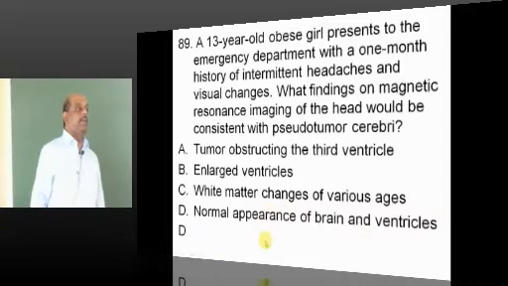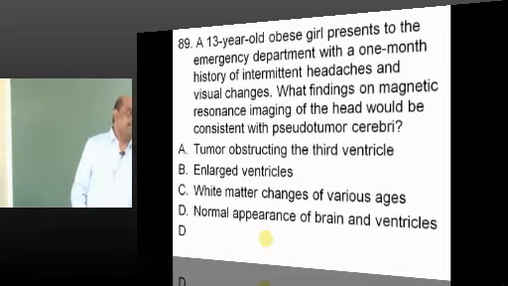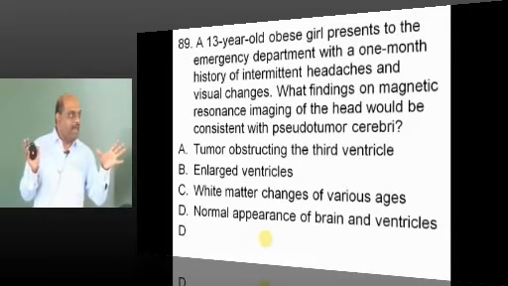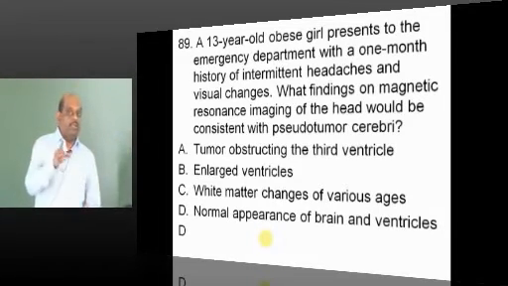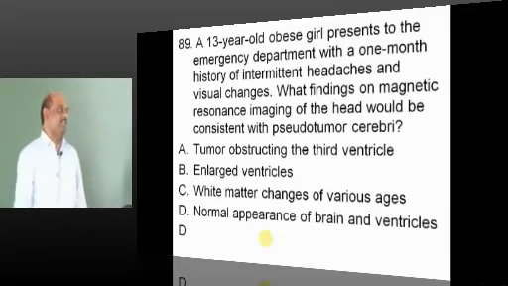What is the meaning of normal appearance of brain? What is the other common condition where a patient can have hydrocephalic changes? An elderly person, the brain atrophies, then the ventricles enlarge. So there you will look at the brain, how is it? So it is not normal. That is what the meaning of normal is.